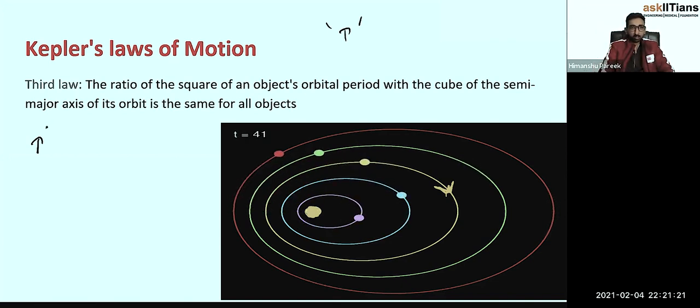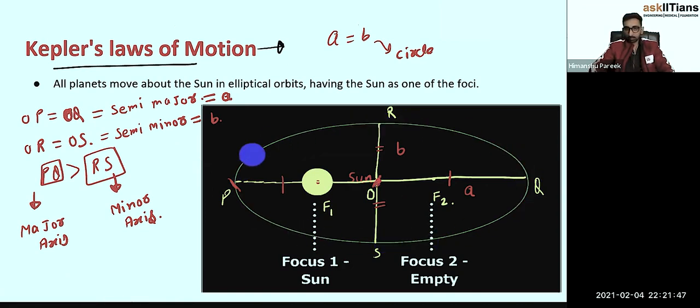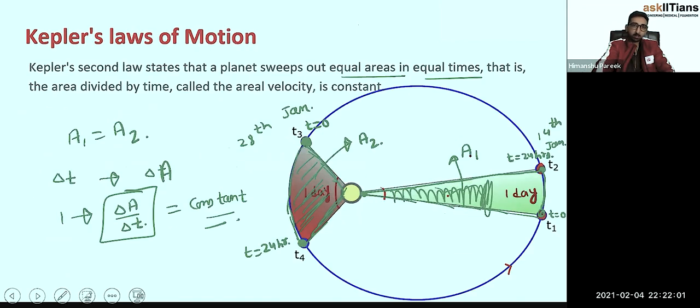So time period squared is proportional to, if you see here, this is the sun, and this will be the... Just a second, let us use a different color. So this is the semi-major axis, right? This is the center. So if you talk about the semi-major axis here, this is the semi-major axis, OQ. OQ we call the semi-major axis, right? This length, as I told you before, we represent by the symbol A.